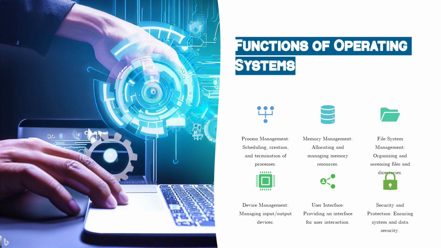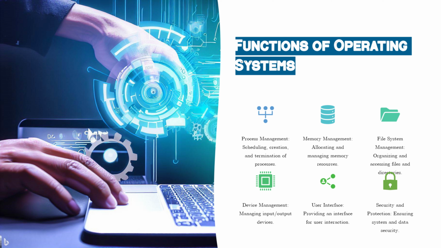Functions of operating systems. Operating systems perform a wide range of functions to ensure smooth and efficient operation of the computer system. Let's explore some of the key functions of operating systems. One important function is process management, which involves scheduling, creating, and terminating processes. The operating system decides which processes to run and allocates resources to them, ensuring fair and efficient utilization of the CPU.